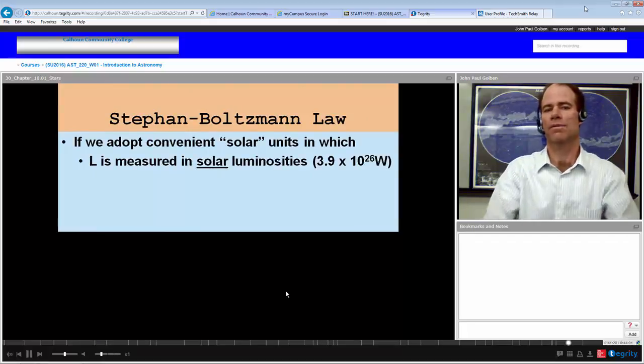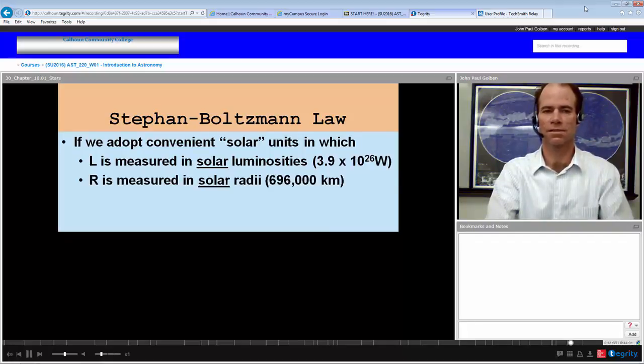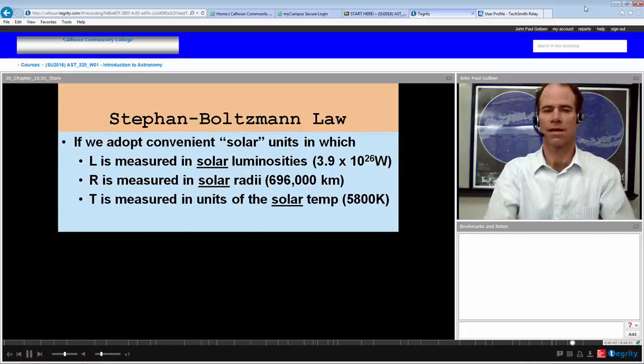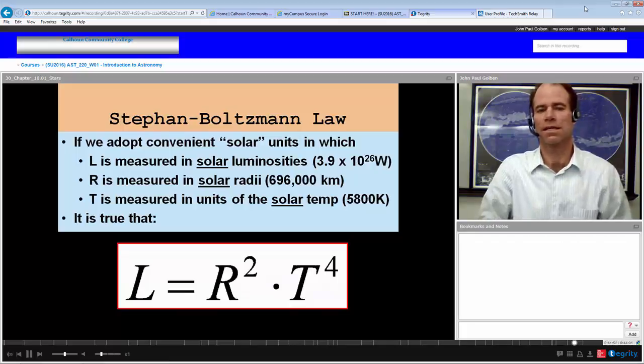If we adopt convenient solar units in which luminosity is measured in solar luminosities, luminosities of our sun, which corresponds to 3.9 times 10^26 watts, radius is measured in solar radii, 696,000 kilometers, and temperature is measured in solar temperatures, 5,800 Kelvin, then it's true that luminosity is related to the radius squared times the temperature to the fourth power.